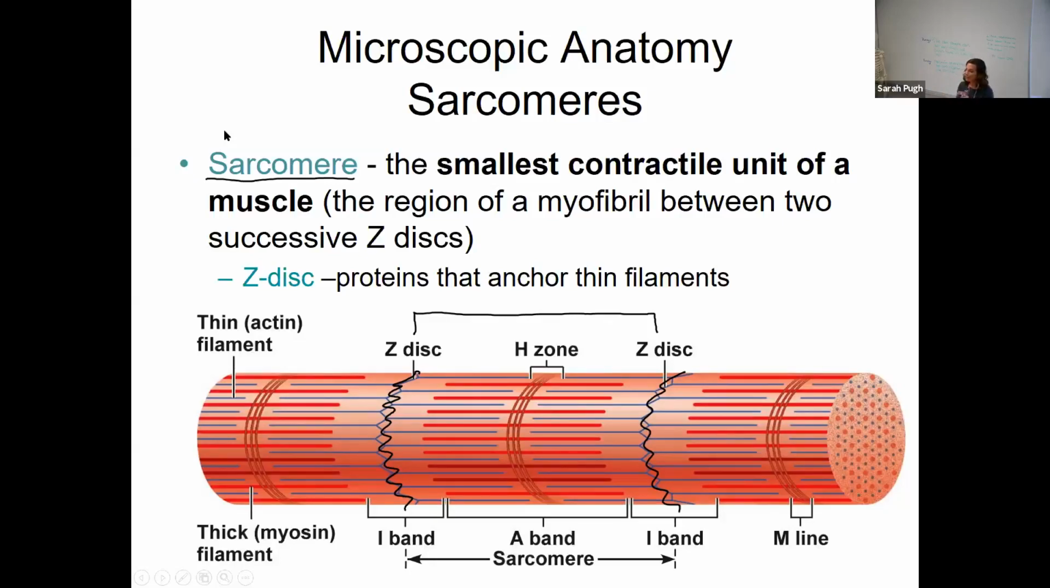Those Z discs are basically proteins that are anchoring those thin filaments together. You can tell because notice that it's all blue. So that's our actin, our thin filaments. And it's only touching those thin actin filaments. It's not touching the thick myosin ones that are in red. So Z discs are just anchoring those thin filaments together.